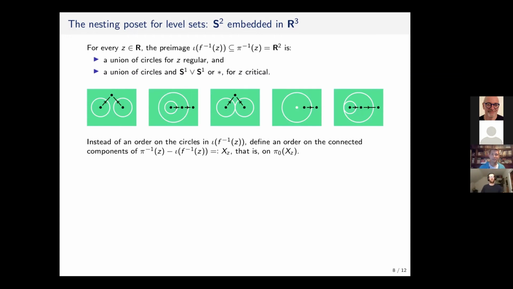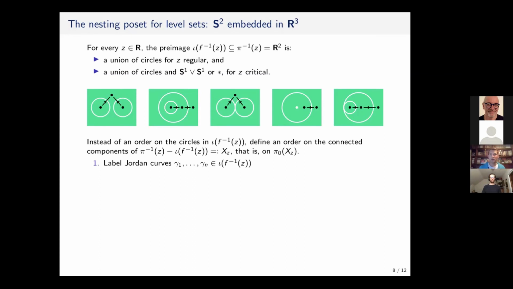And since pi inverse of z minus iota of f inverse of z is a mouthful, I'm just going to call this space x sub z. So I'm going to define a partial order on pi naught of x sub z, on the connected components here. And the steps to define this partial order are first going to be when we choose a value, either regular or critical, we're going to label these circles, these Jordan curves, as they actually are, from gamma 1 to gamma n.